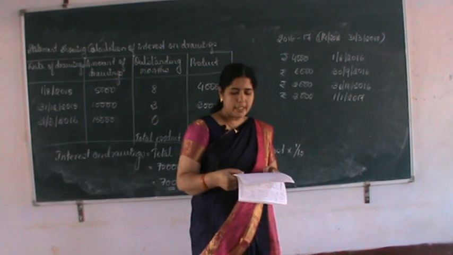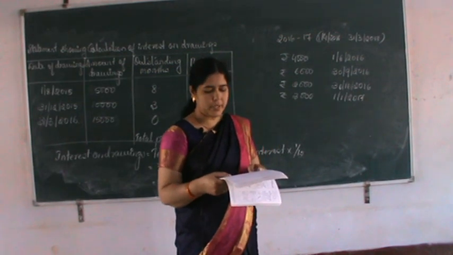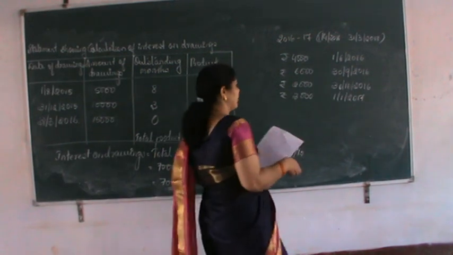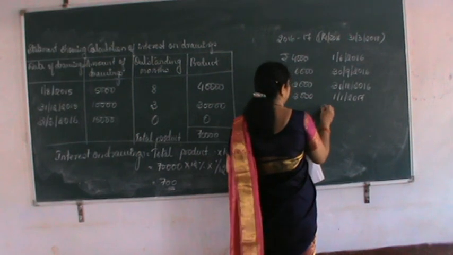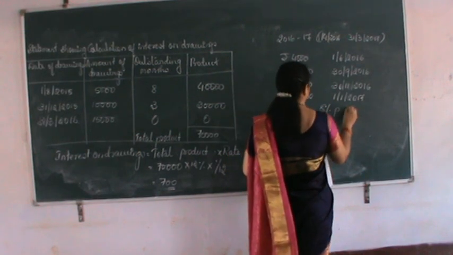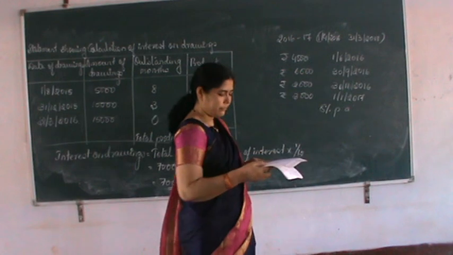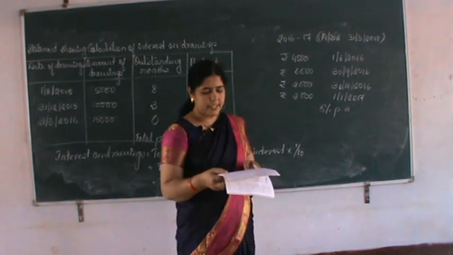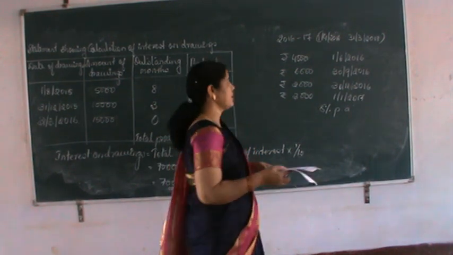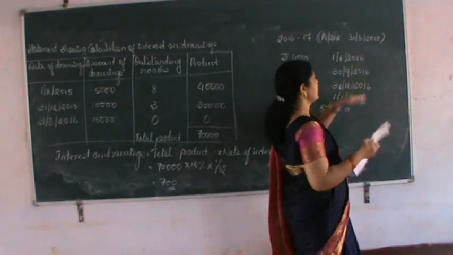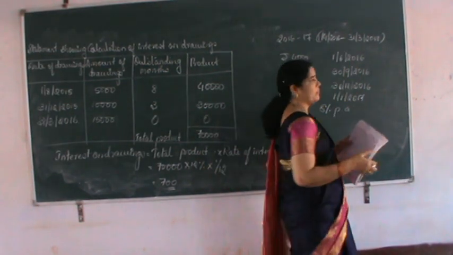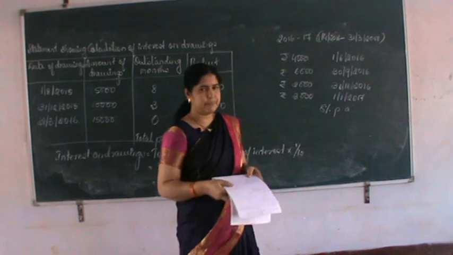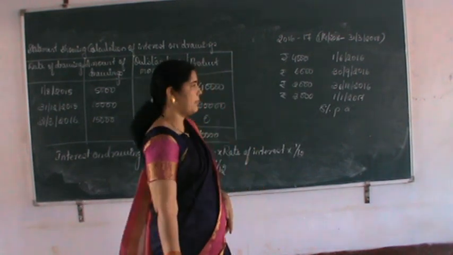Then calculate interest on Sahana's drawings at 8% per annum. The rate of interest is 8% per annum, for the year ending 31st March 2017. Your accounting year is ending on 31st March 2017. Okay, so this is the problem.